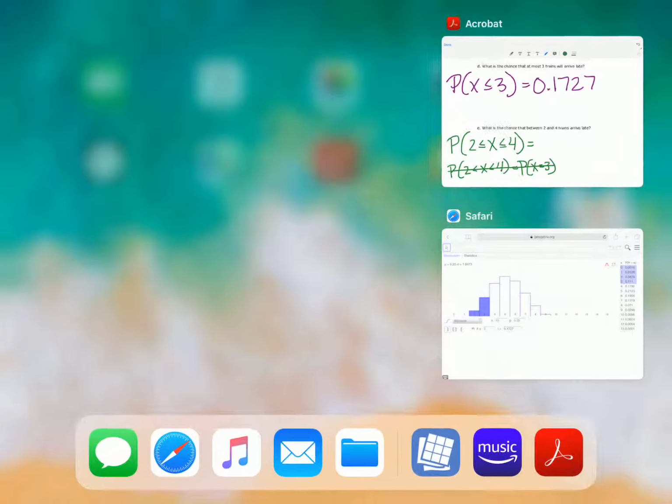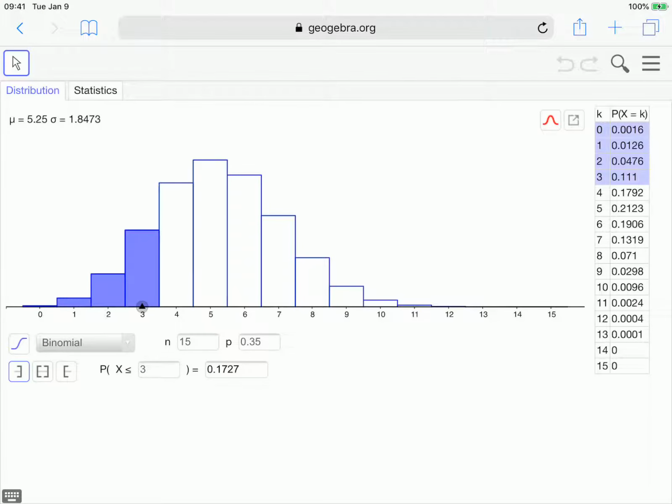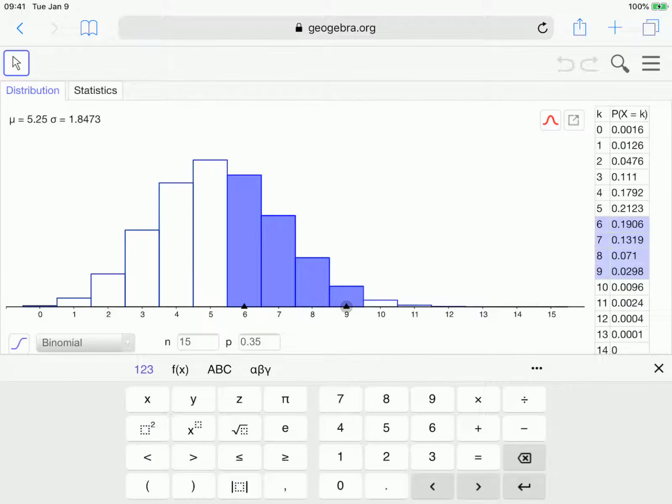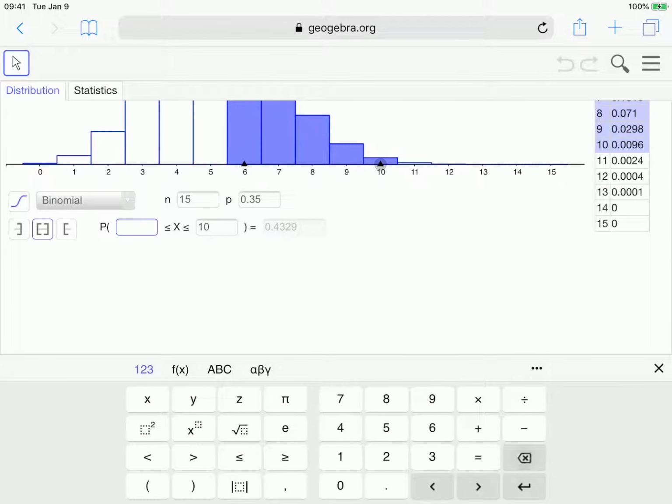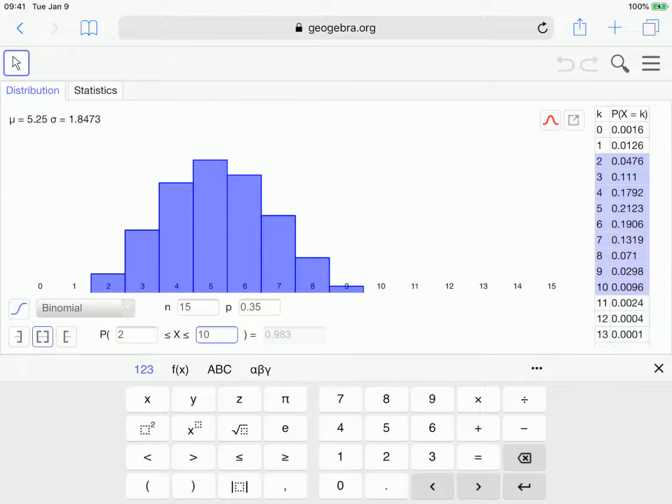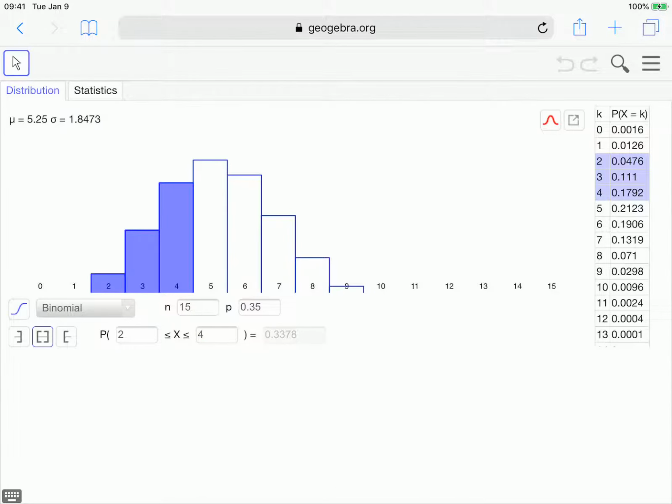So going back to GeoGebra one more time. Now there's this middle button that we haven't used yet, and that'll give us the between probabilities. So the probability between 2 and 4 is what I want. 2, and change this guy to a 4 if it'll let me. There we go. And hit the enter button. And now we have 0.3378. So it took the probability of 2 plus 3 plus 4 and gave us 0.3378.